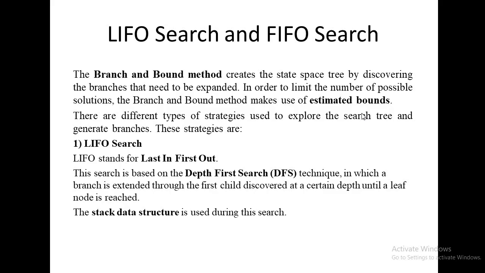So, LIFO search and FIFO search. The branch and bound method creates a state space tree by discovering the branches that need to be expanded in order to limit the number of possible solutions. It makes use of estimated bounds. There are two types of strategy: one is LIFO, another one is FIFO.